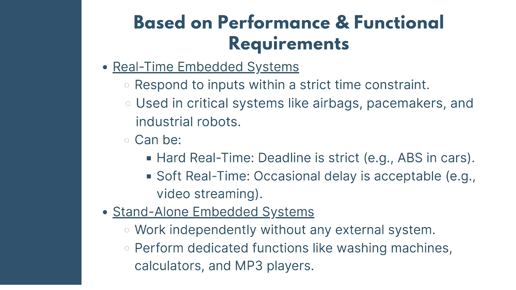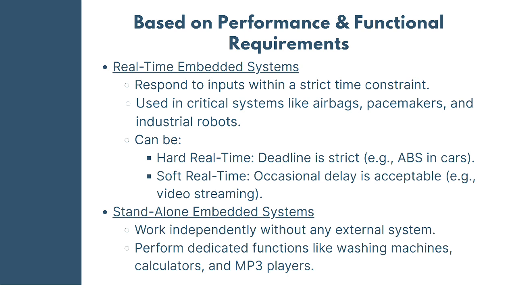ABS refers to the anti-lock braking system in cars, because braking is a hard real-time example and needs to be an in-time process. Soft real-time refers to where an occasional delay is acceptable. Example, video streaming. For example, during video streaming, due to internet lag, sometimes there is buffering.